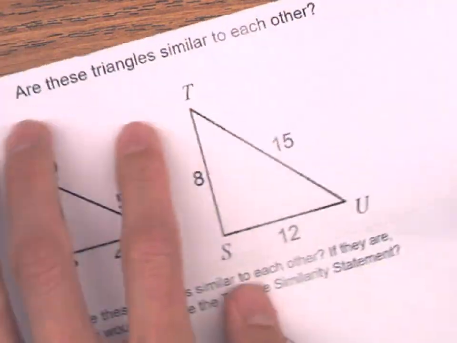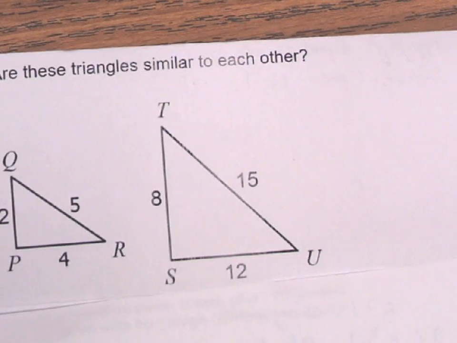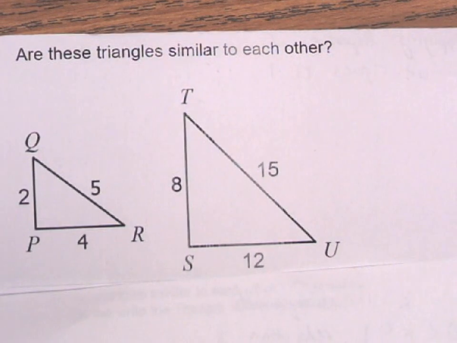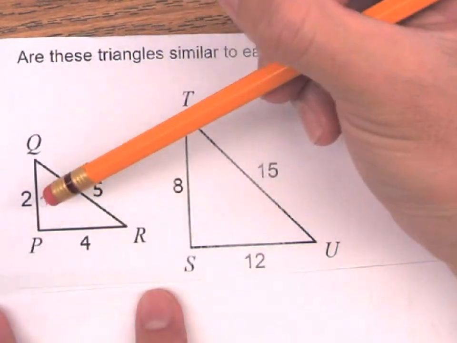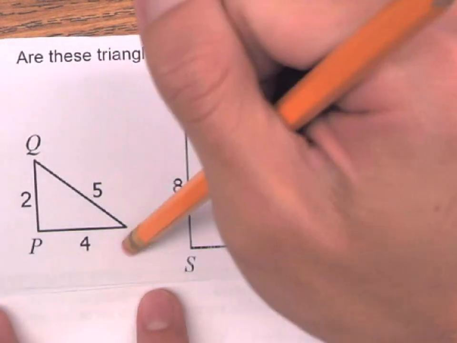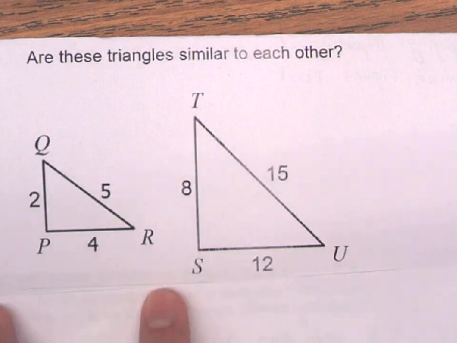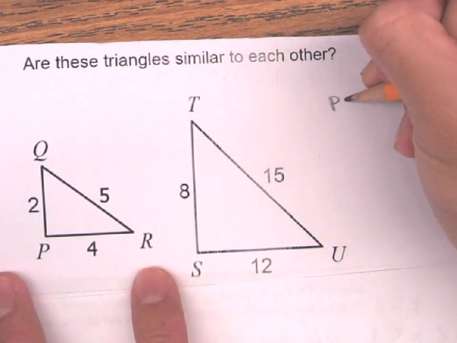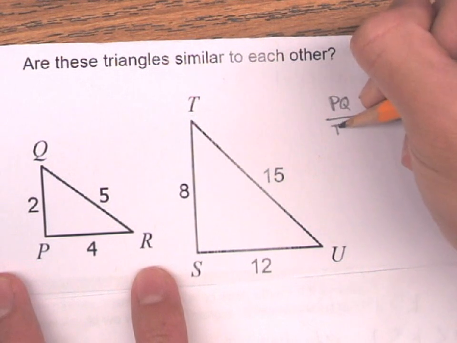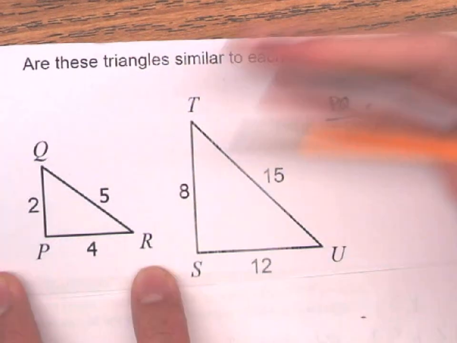So this next example I have for you, are these triangles similar to each other? Just by looking at it, no. One way to visualize it: 5 times 3 is 15, 4 times 3 is 12, 2 times 4 is 8. So they're not going to be similar to each other. The other way that you could do this is the very long way. PQ divided by TS or ST, it doesn't matter, I'm just going to try to be consistent.